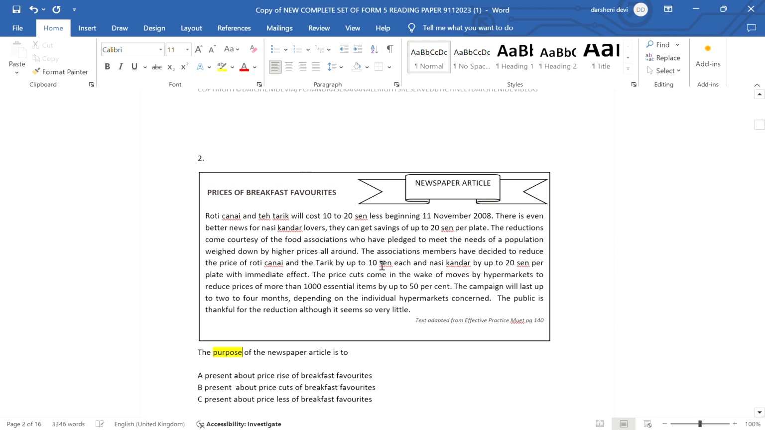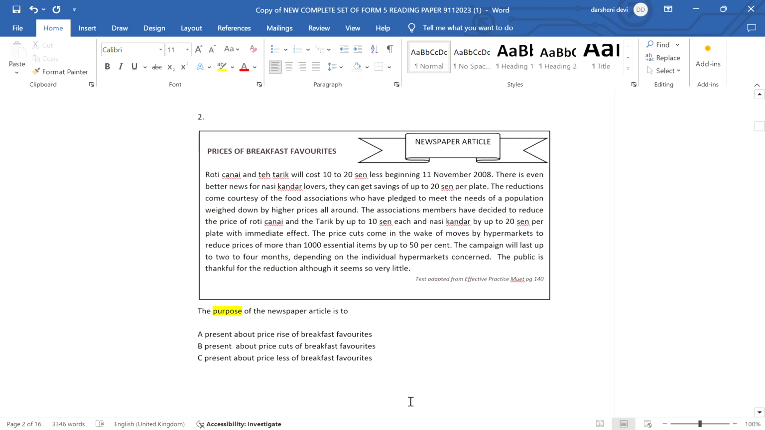Okay, so we already read the question, we already found out the keyword, and then let's see the options here. What are they talking about? Oh, they're talking about price rise, price cuts, price less. Okay, these are also keywords that you can use to find the answer.